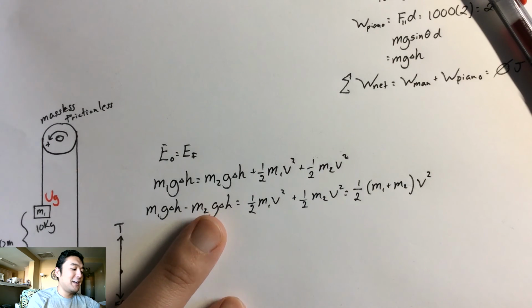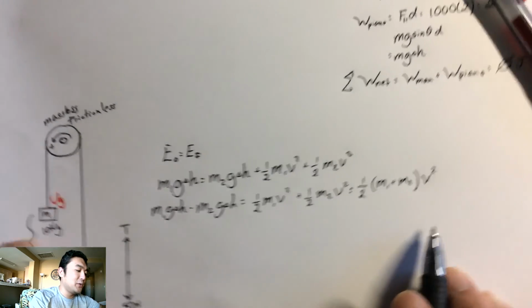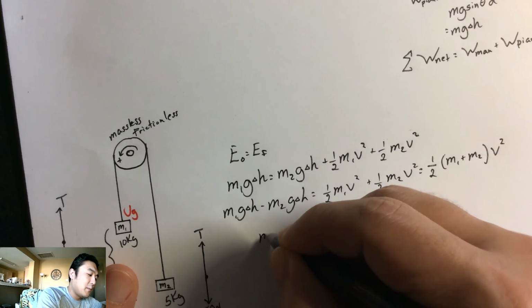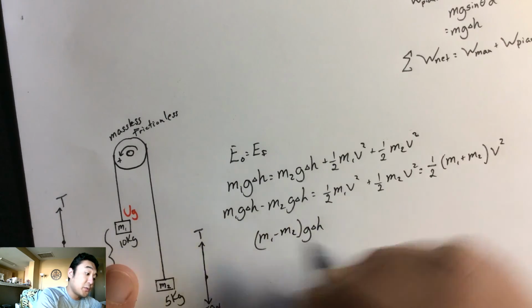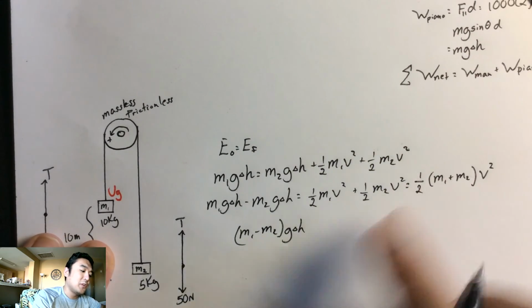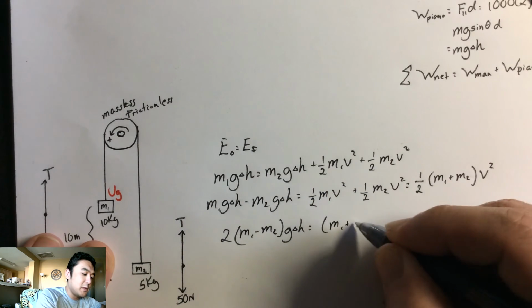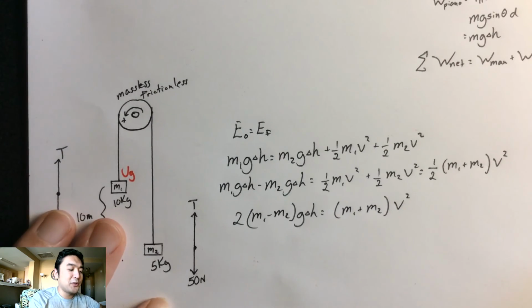And let's see if we can't do a little bit more math here. Let's multiply everything by 2. So let's also factor out stuff over here. We've got M1 minus M2, g and h, because those were the same. We can factor those out. Multiply by 2, and this is equal to M1 plus M2 quantity times V squared. We're pretty much there. We didn't have to do this many algebraic steps to show this, but I'm doing it because some people definitely need the assistance with algebra.